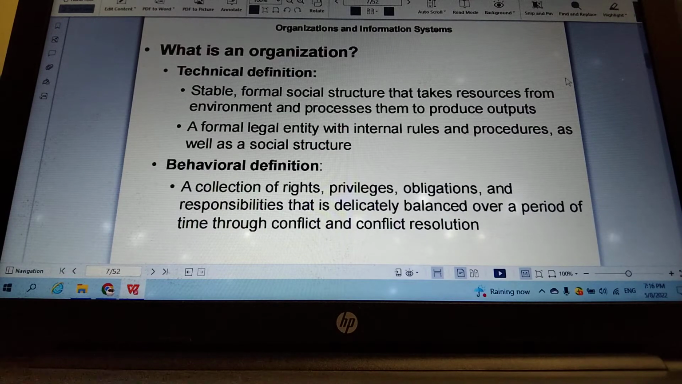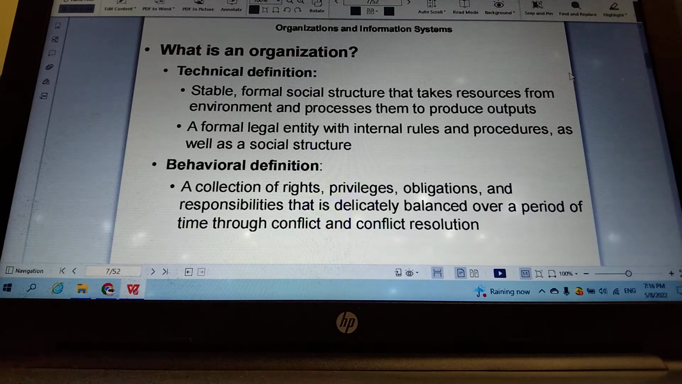Before moving further, let's take a look at what an organization is, and they have given us two different scopes. One is known as the technical definition, and the other is in terms of behavioral. So let's take a look at the technical definition. What is an organization? In technical terms, an organization is supposed to be stable, with a formal social structure that takes resources from the environment and processes them to produce output.